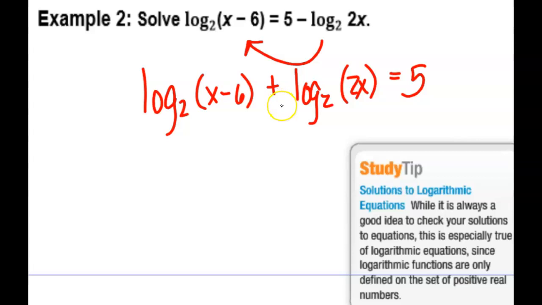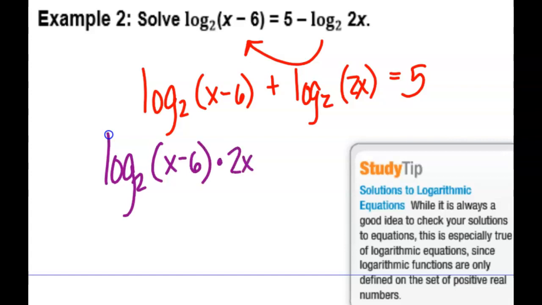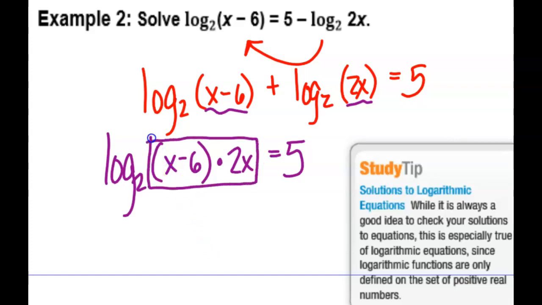Plus means multiply. So this becomes log base 2 of x minus 6 times 2x. I combined this mess and this to change the plus to one single log. Okay? Now, that means the log of all this is 2 to the 5th power, yes? You understand the base to the power. So, I'm going to write it in a different order. Okay?